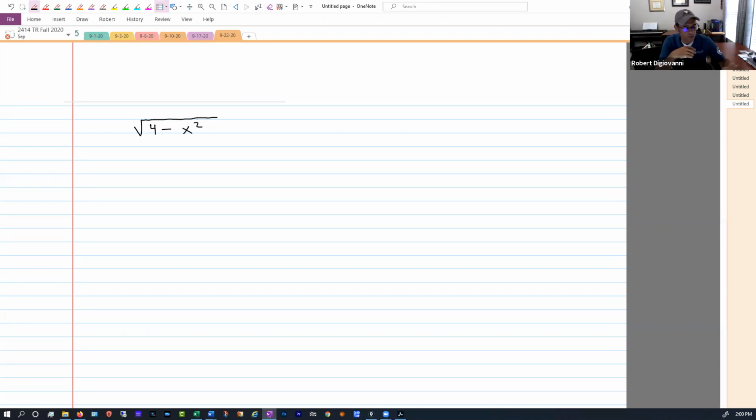Now, you cannot split this up, right? This is not the square root of 4 minus the square root of x squared. That's a huge no-no. You can't do that. So looking at this expression, maybe there's some sort of substitution I can make to make this expression just a little bit nicer to look at.